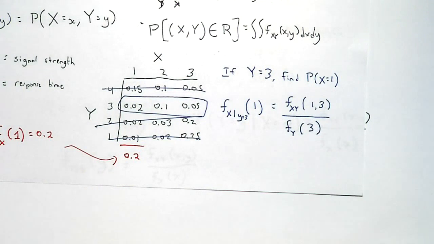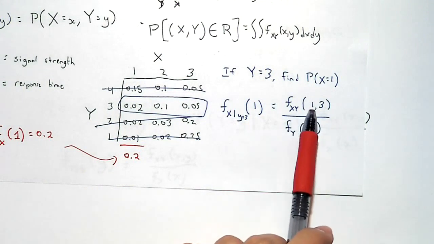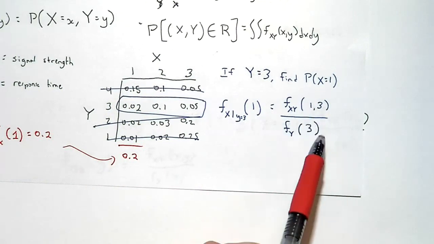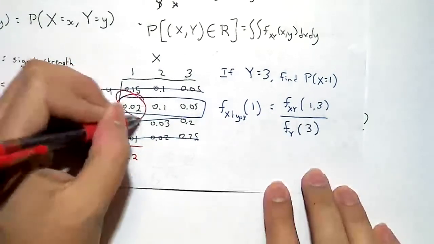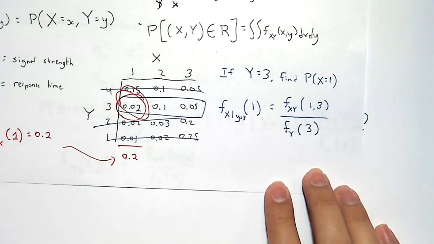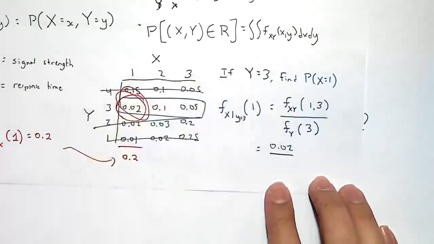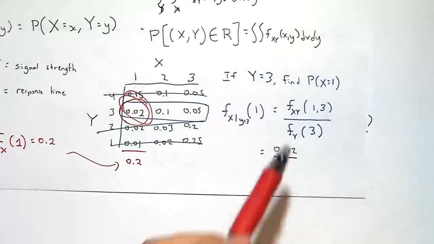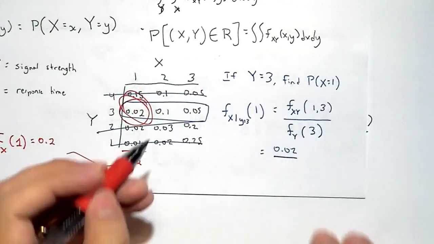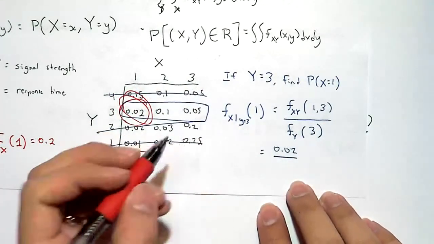I think you've already answered this before, but I'm going to ask again: what's the probability that x equals 1 and y equals 3? 0.02, correct. It's right here. And then what's the marginal probability that y equals 3? 0.17. Yep, the sum of all these, which is 0.17.